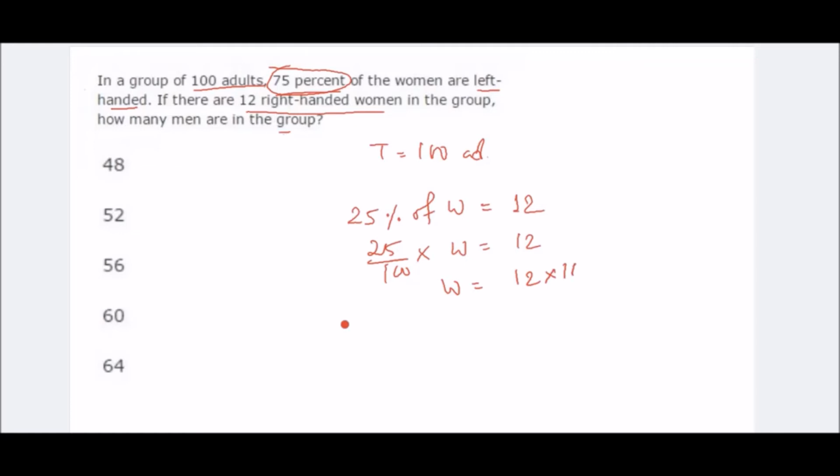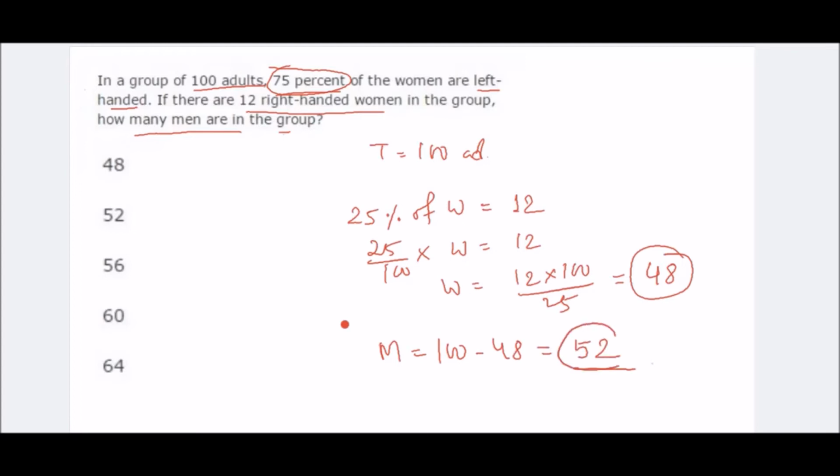12 into 100 divided by 25, and that will make 48 women total. We have to find out how many men are in the group. So men will be 100 minus 48, which is 52 men. So the answer will be the second option.